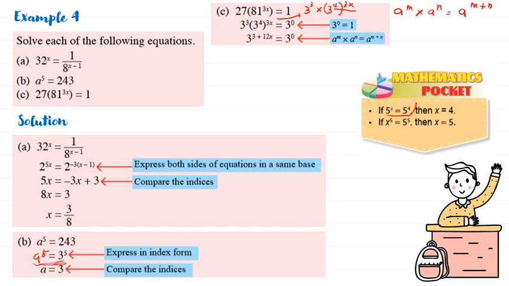So apply the first example. You compare the indices. So 3 plus 12x is equal to 0. How to solve it? Just do a linear equation. 12x is equal to negative 3. So x is equal to negative 3 over 12. And simplify the answer. The final answer should be x is equal to negative 1 over 4.